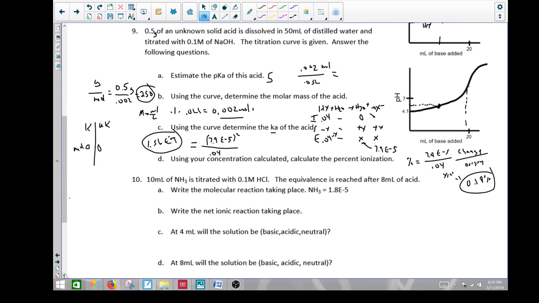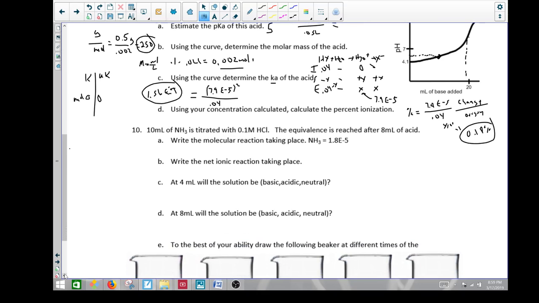Number 10. 10 milliliters of ammonia was titrated with 0.1 molar HCl. Its equivalence point was reached after 8 milliliters. Write the molecular reaction taking place. The molecular reaction would simply be HCl plus NH3 yields NH4+, with Cl, plus water. So this acid just neutralizes the base. Write the net ionic equation.